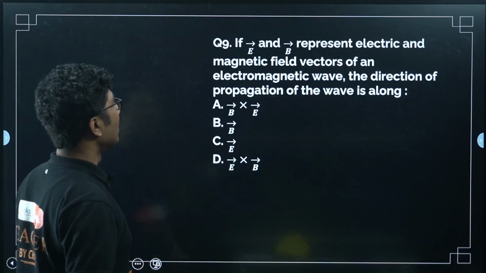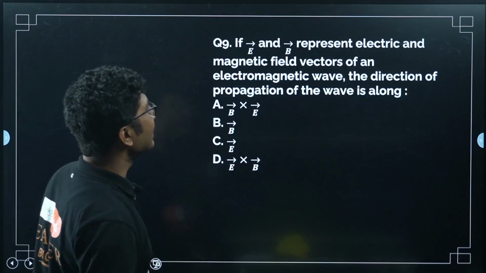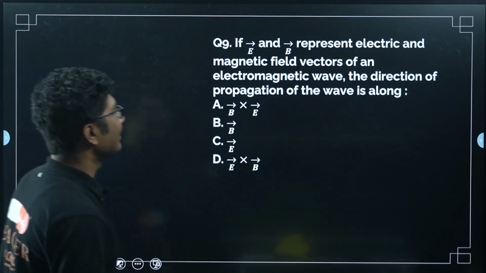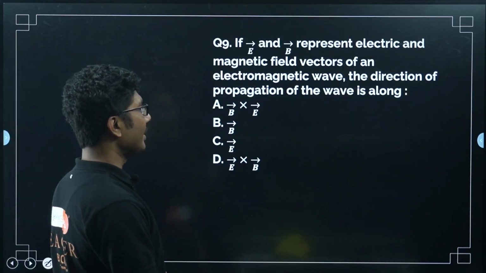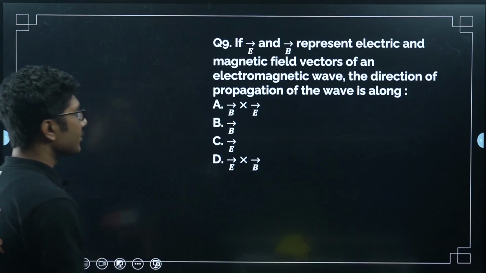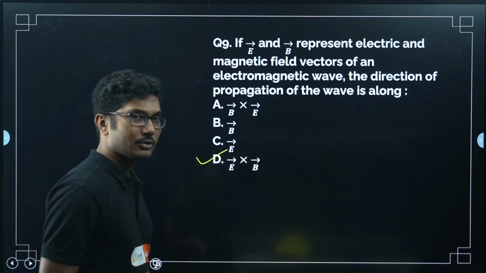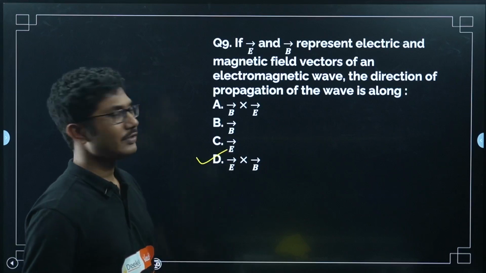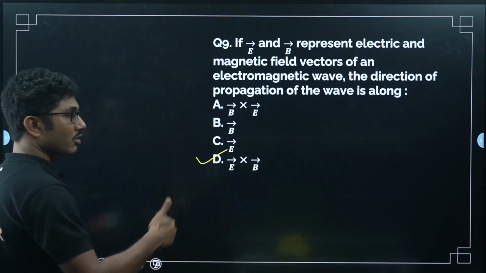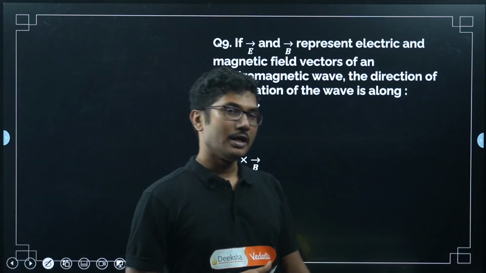Now, if E and B represent electric and magnetic field vectors of an electromagnetic wave, then the direction of propagation of a wave is along E cross B. I told you this also. So E cross B is the direction of electromagnetic wave. So E cross B should give you the direction of electromagnetic wave.